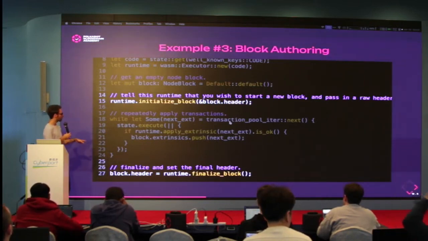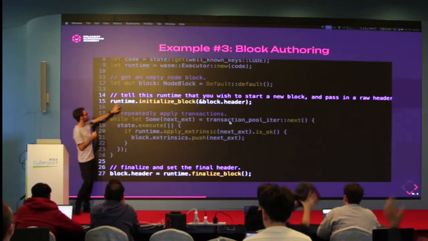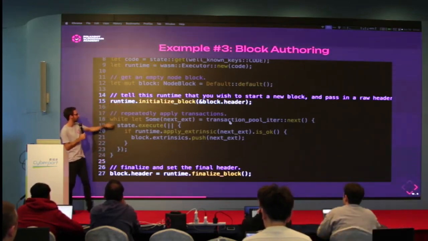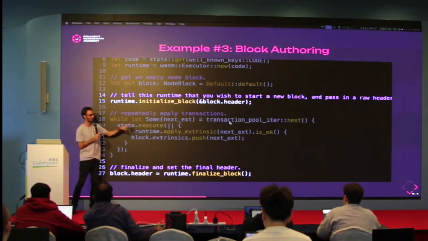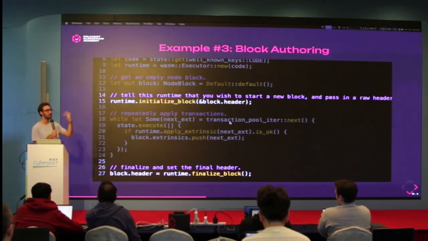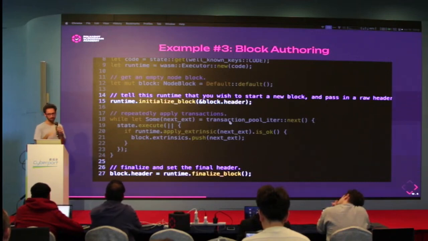Yeah. There's also another small mistake here. If I wanted to be really pedantic, I should have wrapped both of these API calls, initialize block and finalize block, in this state.execute. Because we had this standard that all runtime API calls are meaningful on top of a particular state, and we're kind of violating it here, but it would have made the pseudocode a few lines longer, so I didn't do it. All right, let's go to the next slide.